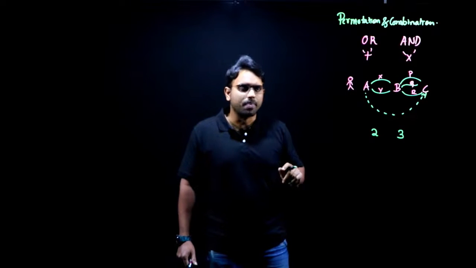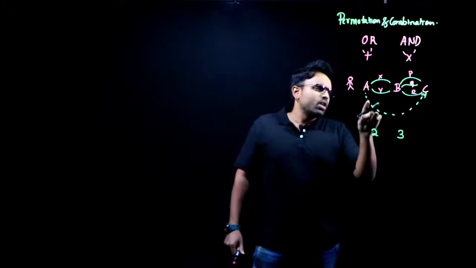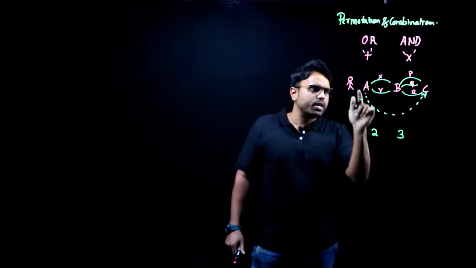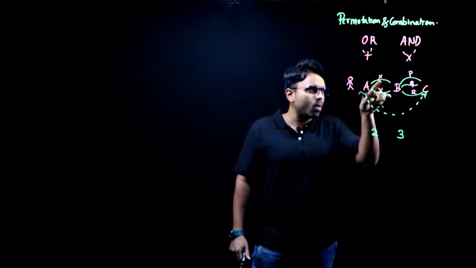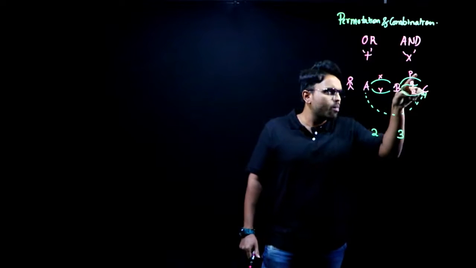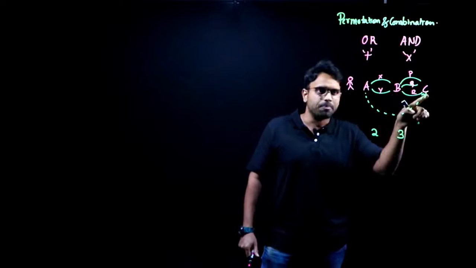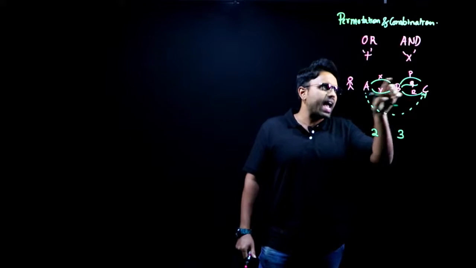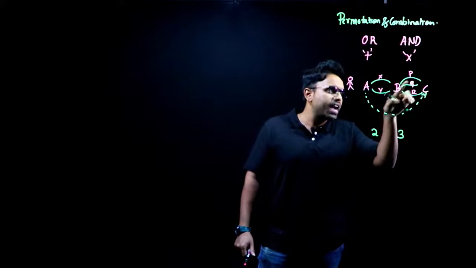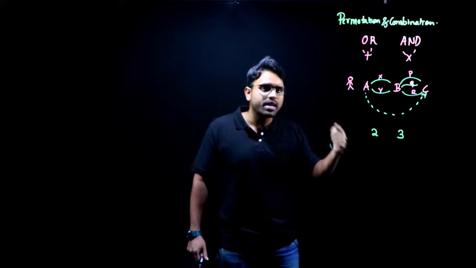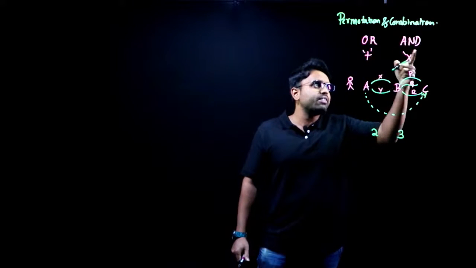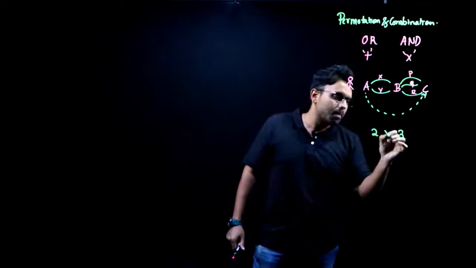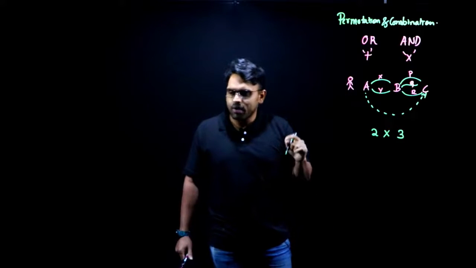Now, is he going only from A to B and B to C? No, he is going all the way from A to C. So he has to take one among these routes and one among those routes to reach C. He'll be taking X and P, or X and Q. So what is the conjunction that I'm using here? If you observe carefully, I'm using AND. And AND signifies multiplication. So in how many different ways?